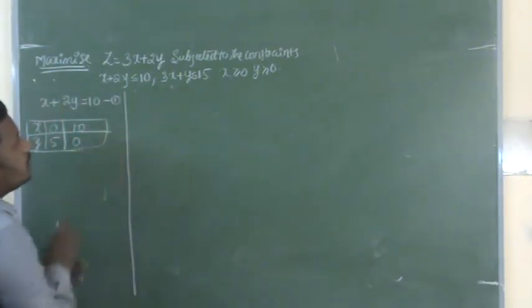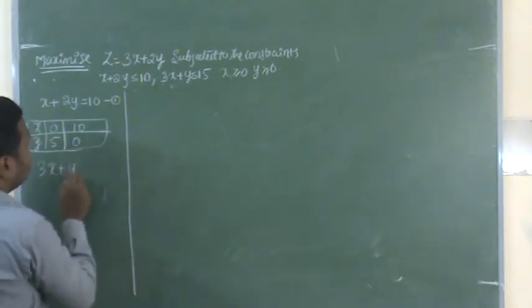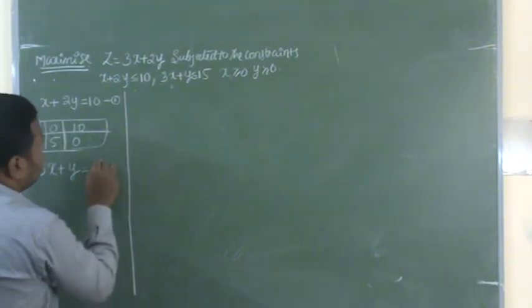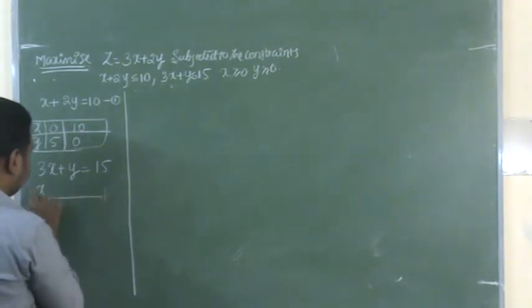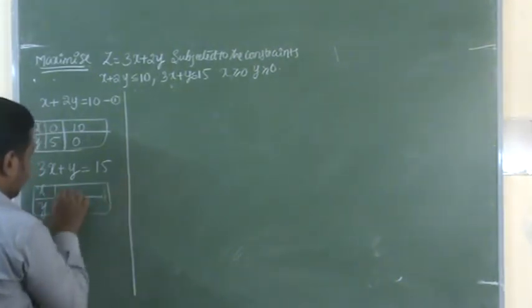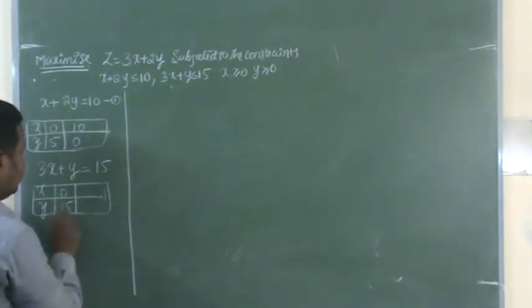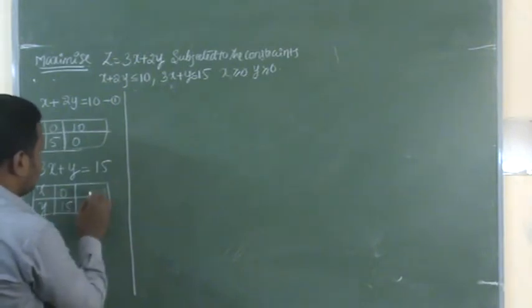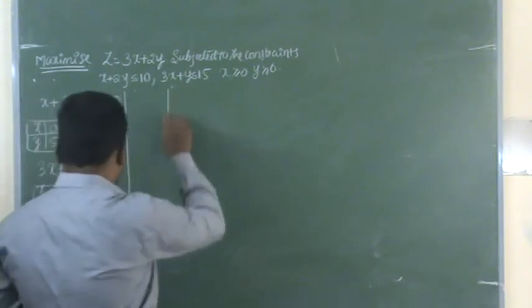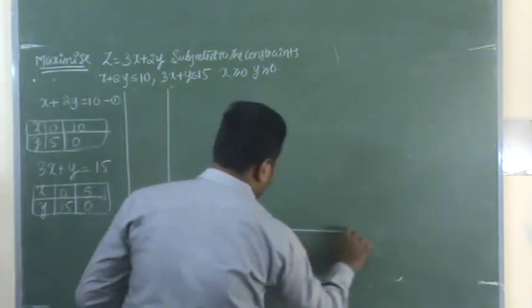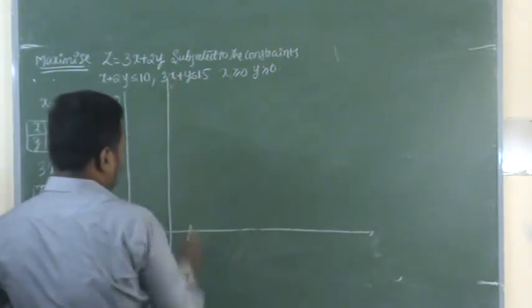Next, 3x plus y less than or equal to 15. That is 3x plus y is equal to 15. Now for x and y: when x is equal to 0, y is equal to 15, and when y is equal to 0, x is equal to 5. Now plot the graph.